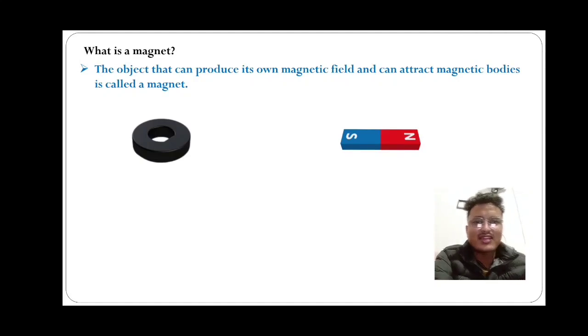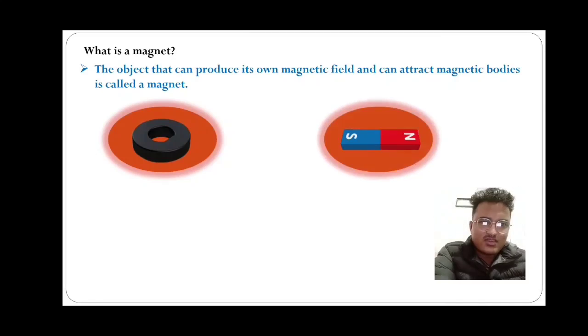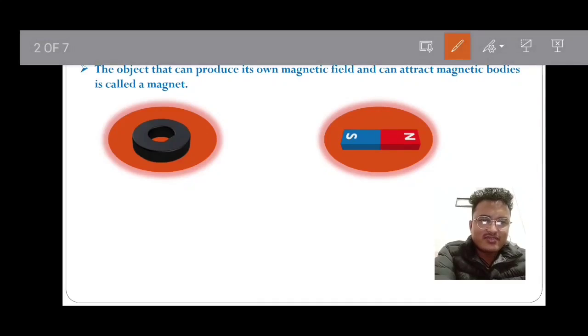Why do we call them magnets? The reason behind it is they contain a magnetic field. They can produce their own magnetic field. You can see those fields popping up on the screen around them. This magnetic field has the capability to attract any magnetic bodies towards it.